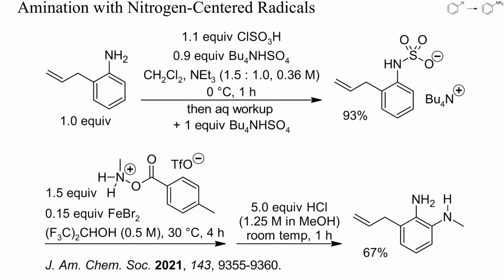This here is a rather exotic strategy for the ortho-amination of anilines. The aniline had to be converted first into a sulfamate and then treated with an activated hydroxylamine. Hydrolysis then yielded the unprotected diaminobenzene.